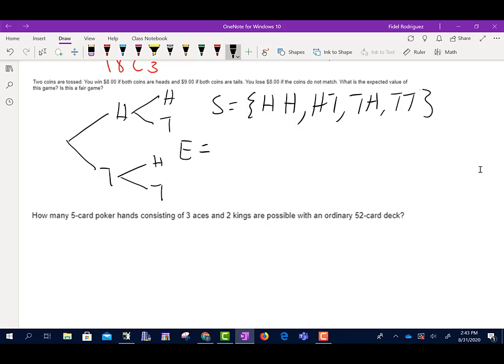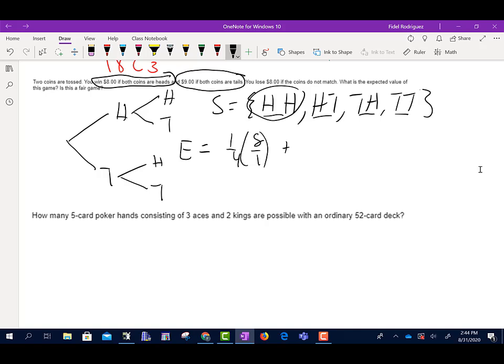Now let's find our expected value. So remember, to find the expected value, the first thing I'm going to do is ask what's the probability that they're both heads? In my sample space, I have 4 possibilities. How many of them have both heads? 1. So 1/4 is my probability that I'm going to get both heads. And if I do that, I'm going to win $8. I'm going to win $9 if they're both tails. Well, what's the probability that they're both tails? Also 1/4. Now I'm going to win $9.